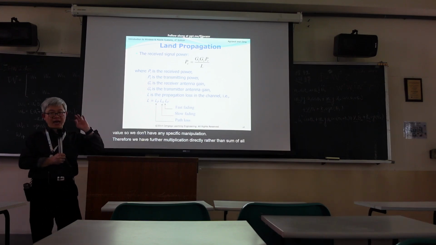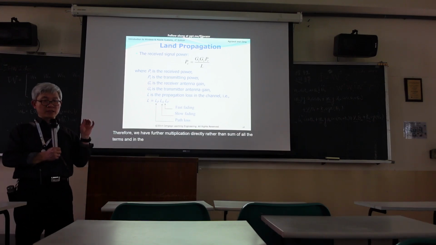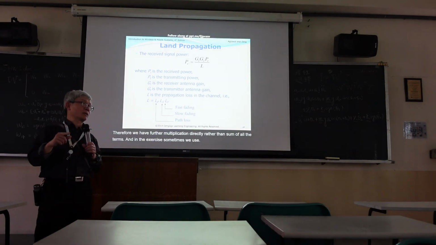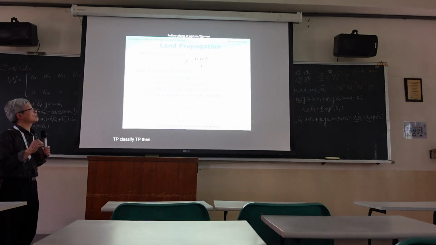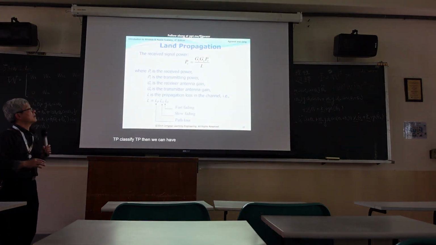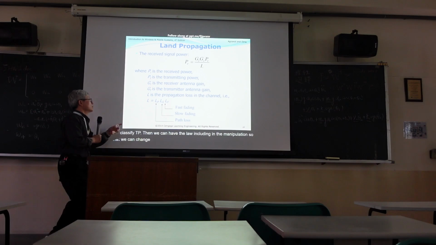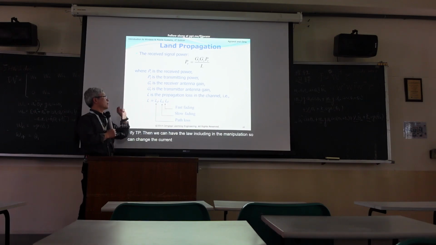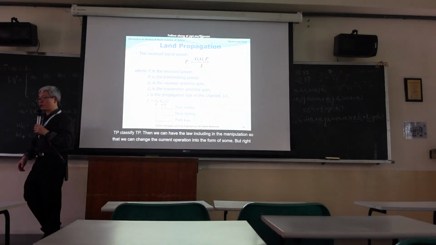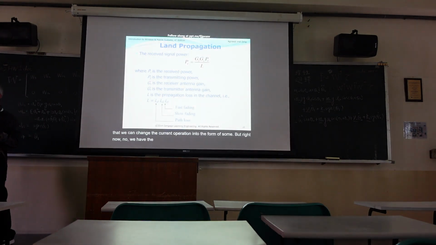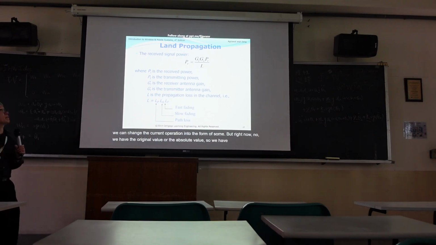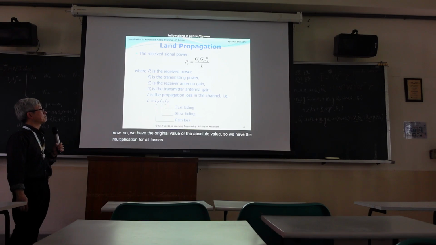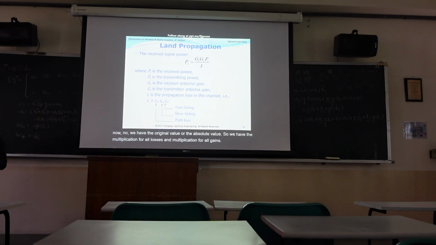And in the exercise, sometimes we use dB, decibel. With dB, we can have the log included in the manipulation so that we can change the current operation into the form of a sum. Right now, though, we have the original or absolute value. So we have the multiplication for all losses and multiplication for all gains. Alright, so this one.